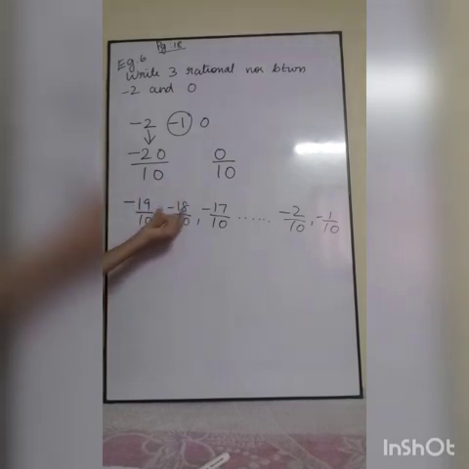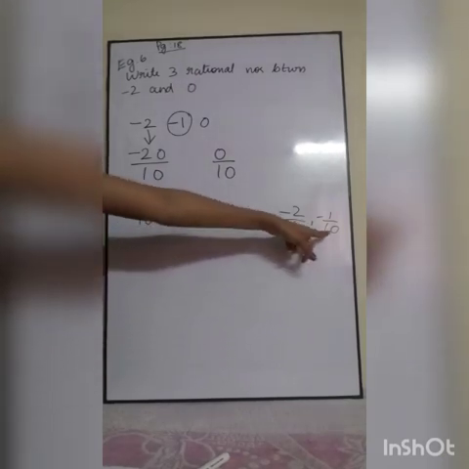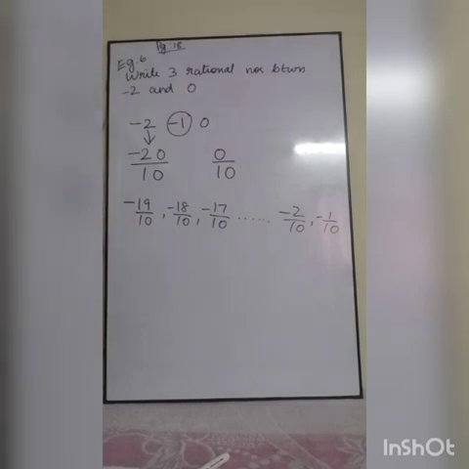So minus 19 by 10, minus 18 by 10, like that it goes on until this. So in this you can take any three rational numbers. Okay, see, one more way you can also write, children.